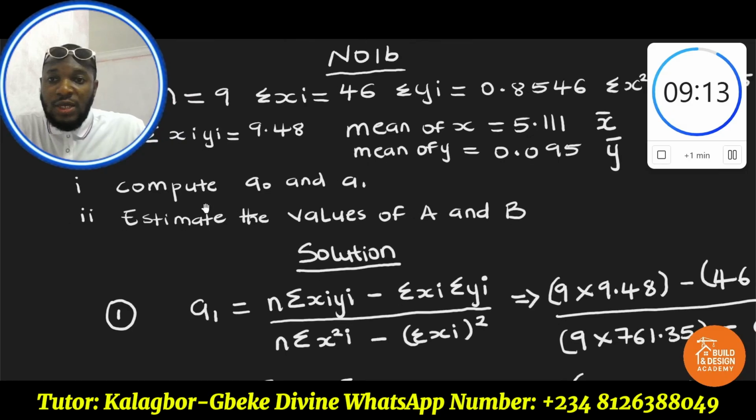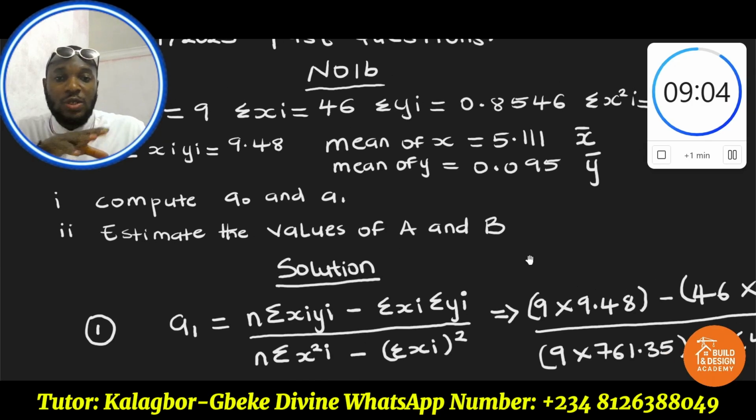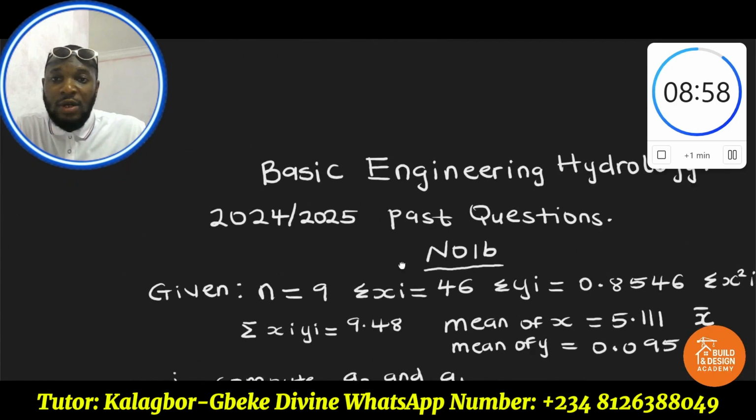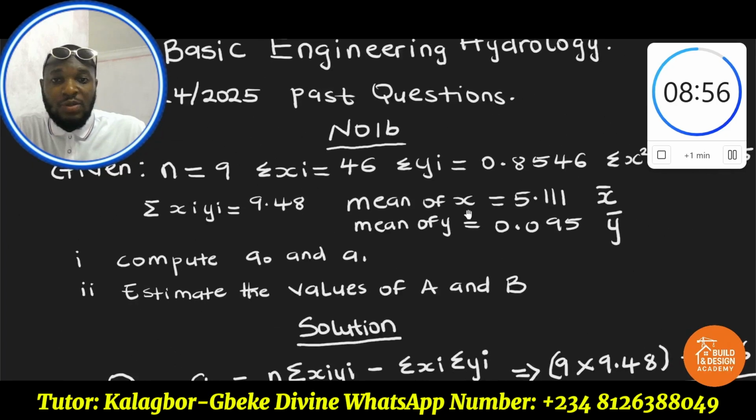The first question says we should compute A naught and A1. The next one says estimate the values of A and B. The complete question, I'll display it on the screen in case you don't have the 2024/2025 past question.